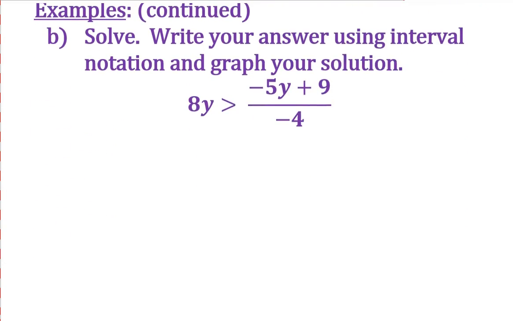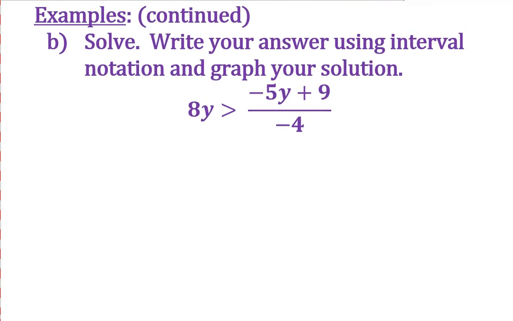And we're going to do one more, and then that will be the end here. Again, directions say solve, same as before. Write your answer using interval notation and graph your solution. So this one looks a little bit like the first one that we did together. I'm going to multiply both sides by -4. 8y is greater than -5y plus 9 over -4. I'm going to get rid of the fraction in the denominator, multiply by -4, multiply by -4.